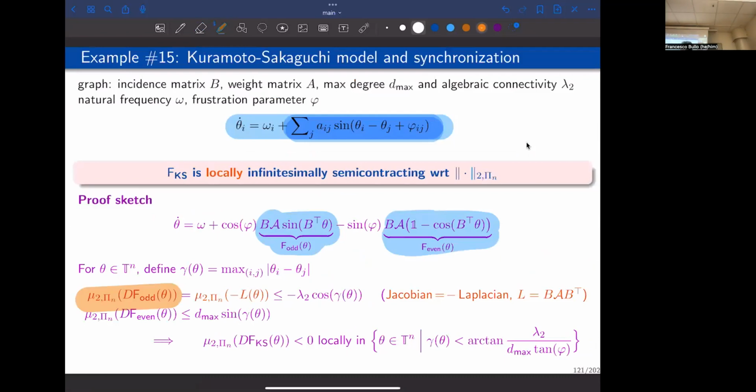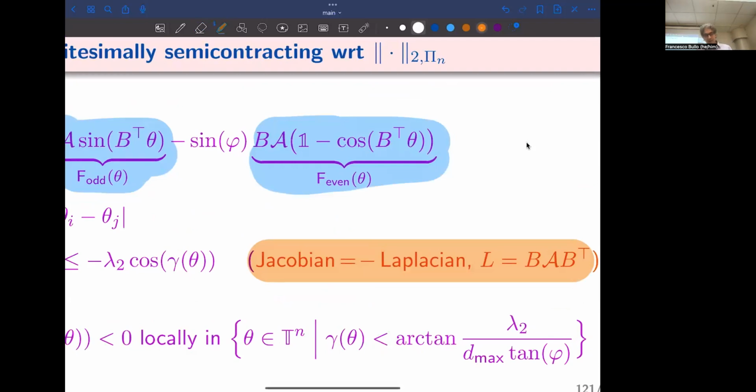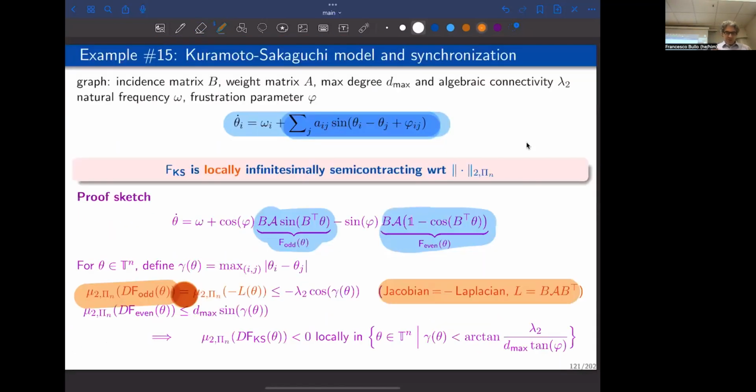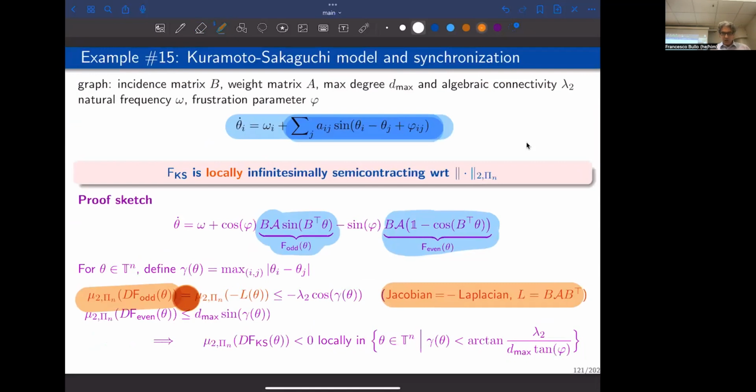your system is strongly semi-contracting. Strongly semi-contracting. Now, there is something that I haven't said so far. And by the way, to make this equality come true here, you're using the fact that the Jacobian of the matrix looks like minus the Laplacian, and the Laplacian satisfies certain equalities with the oriented incidence matrix and so forth. Now, but there is something that does happen, and it is critical.